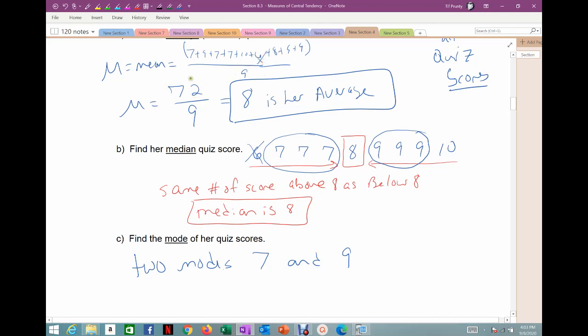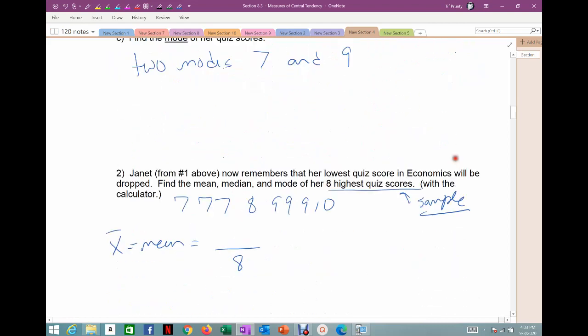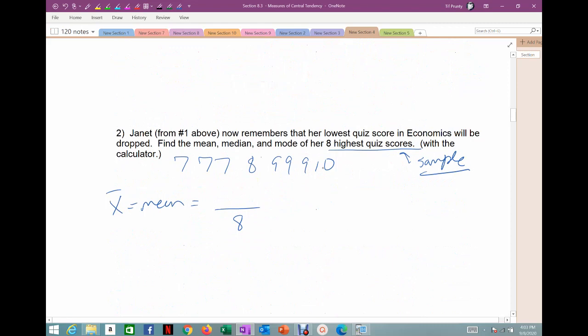Remember, when I added them up before, it added up to 72. Well, I just took away the 6. So just take 72 and subtract away 6. Or you can re-add them back up if you want to. Those scores, if you re-add them, come to 66. But we're only dividing by 8 this time, right? Only have 8 scores, not 9. And when you take 66 divided by 8, her average is a little higher than before. It should be, if we're dropping the lowest. That's her new average. Her average is now 8.25, which is a little bigger than her previous average.